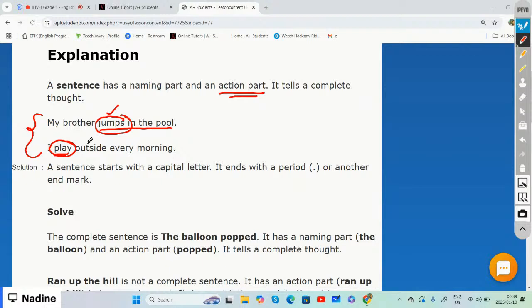Yes, well done. Jumps in the pool, or we can just say jumps, because that is the verb, the action that the person does, which is what my brother does. So we can either say jumps in the pool or just jumps. Well done.